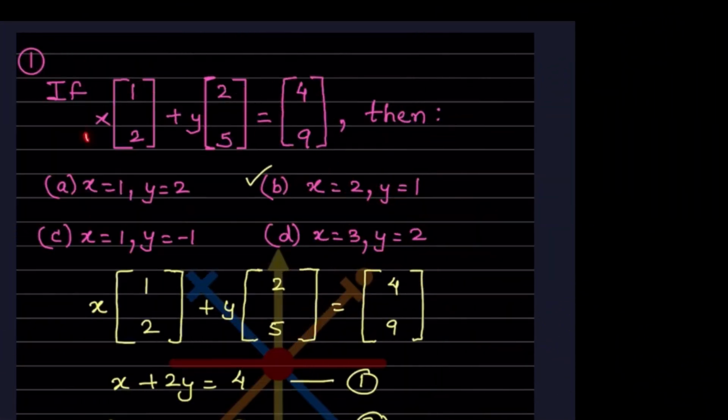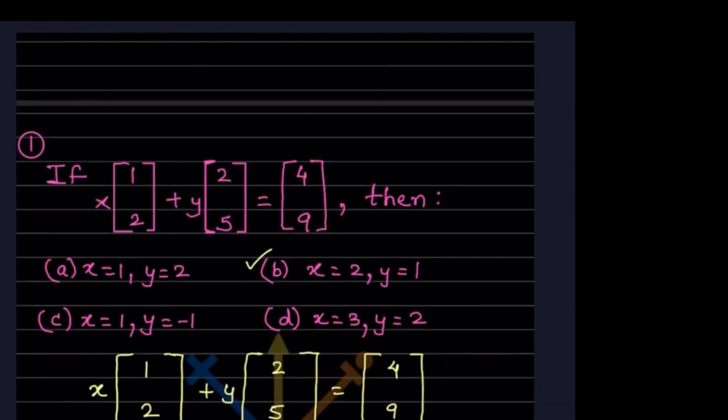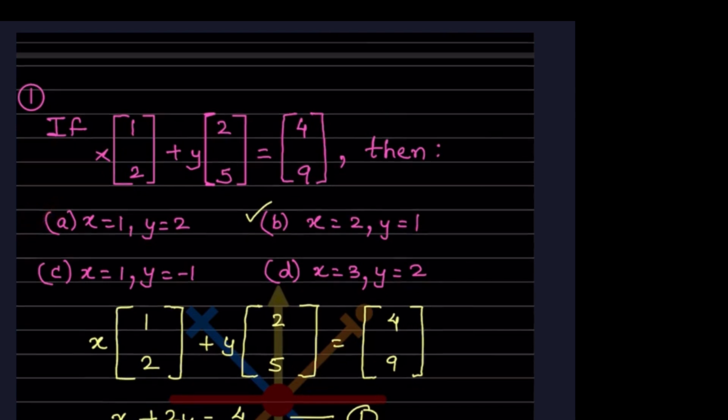This is, if x into this one plus y into this is equal to 4 and 9 here, then these are the options given. So what we have to find out here is the value of x and y. According to the options you can see, we have to find the value of x and y.